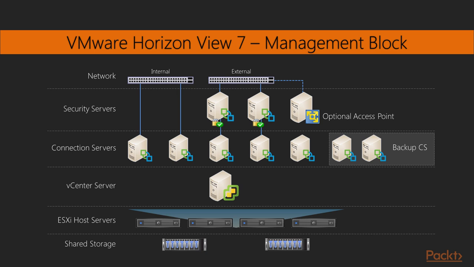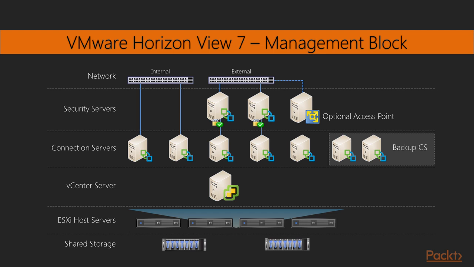As with the desktop block, the management block will have its own ESX host servers, vCenter servers, storage and networking. The vCenter server in the management block is a different instance used just to manage the infrastructure components. Due to the different workload profiles, you would not use this vCenter server to manage the virtual desktop machines. The other components in the management blocks are the ESX servers, networking and storage.